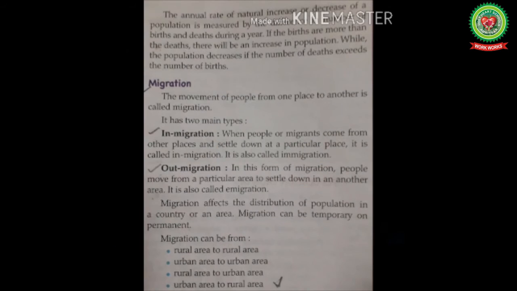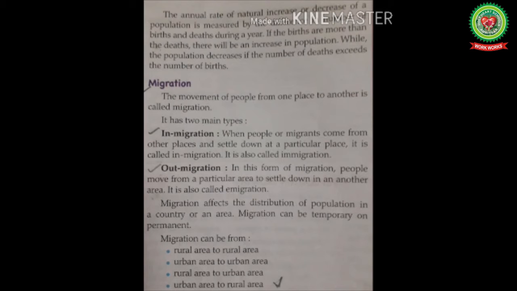Come back to the reading again. The annual rate of natural increase or decrease of a population is measured by the difference in number of births and deaths during a year. If the births are more than the deaths, there will be an increase in population, while the population decreases if the number of deaths exceeds the number of births.